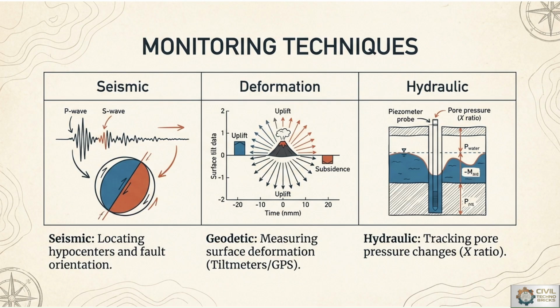Instrumentation provides early warning for instability and seismic activity. Continuous monitoring improves reservoir safety management. That means seismic activity, geodetic activity and hydraulic activity. These three techniques are used for monitoring reservoir seismicity.